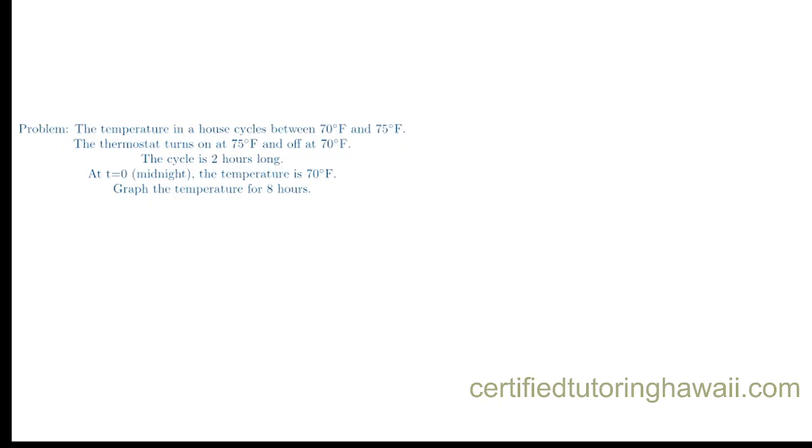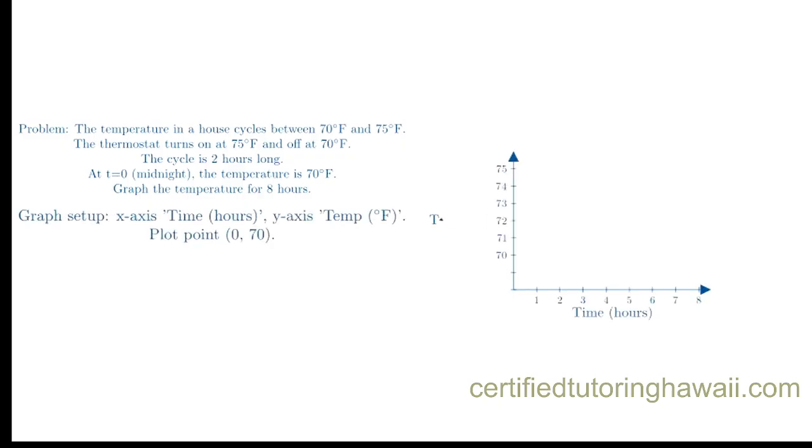First, graph the initial conditions and equilibrium. The problem states the temperature is 70 degrees at midnight. So we plot the point (0, 70). The temperature will cycle between 70 and 75 degrees.